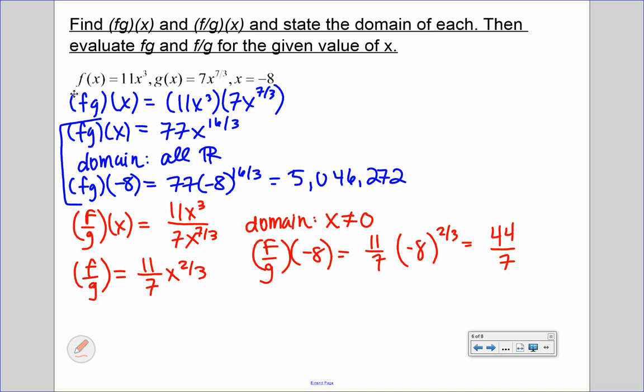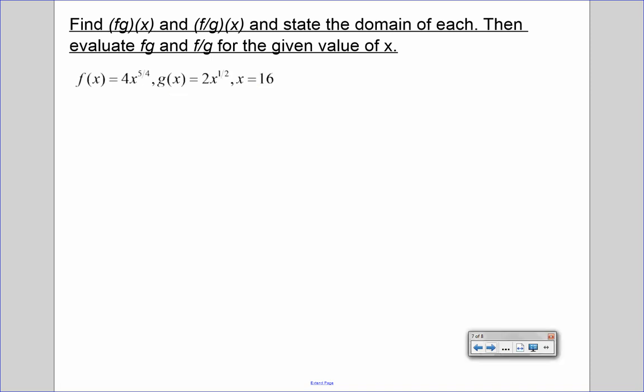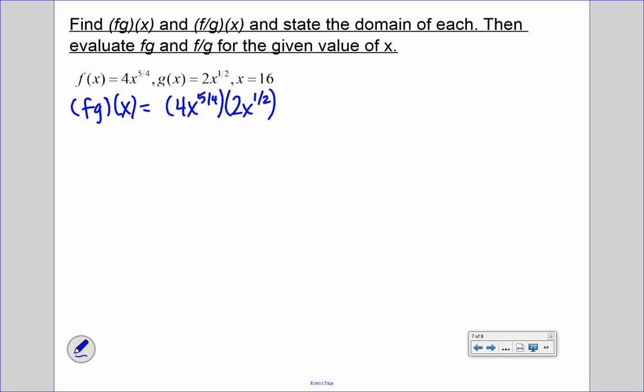Let's do one more. We're multiplying and dividing again. So let's do f times g of x, which is 4x to the 5/4 times 2x to the 1/2. So 4 times 2 is going to be 8. And 5/4 plus 1/2 is going to be 7/4.